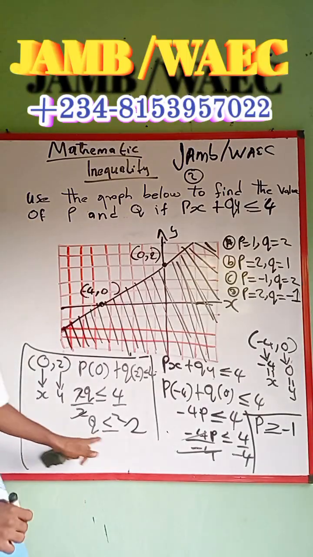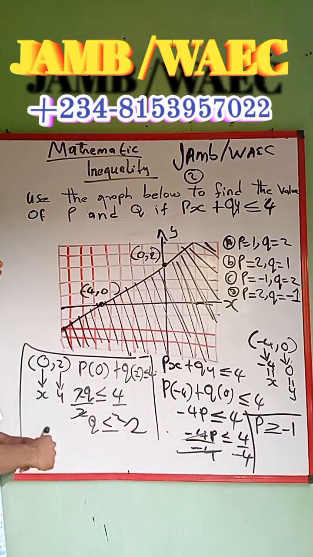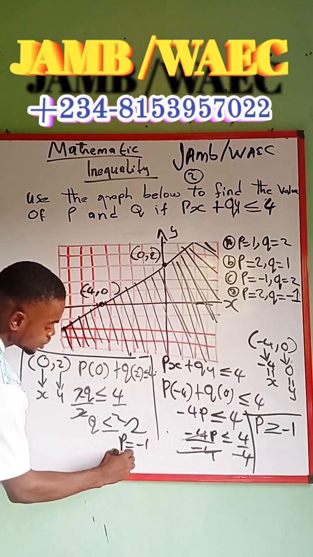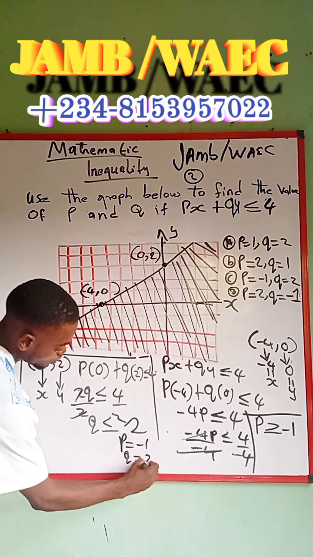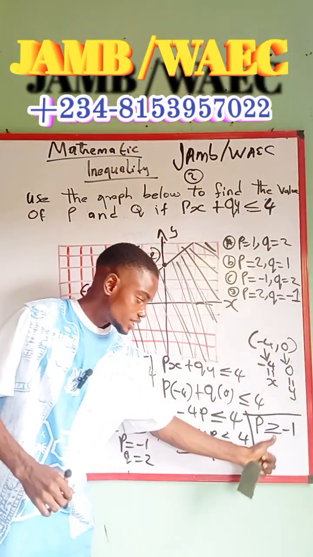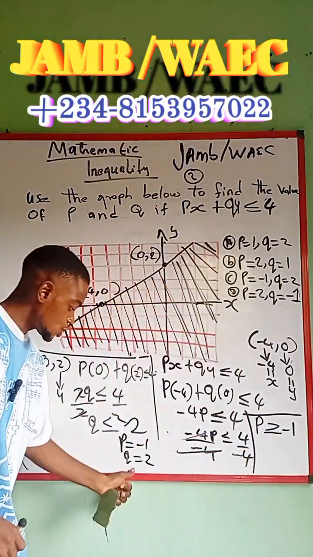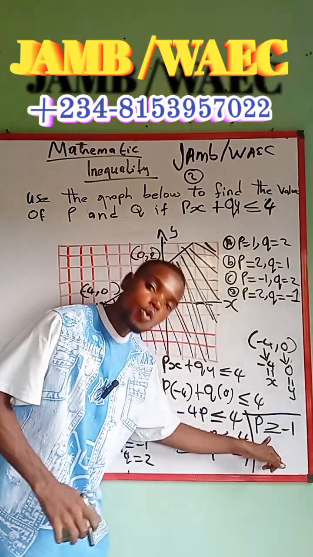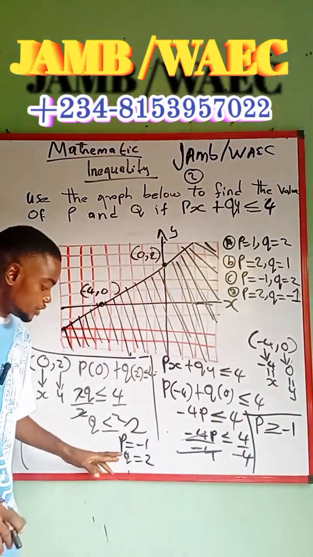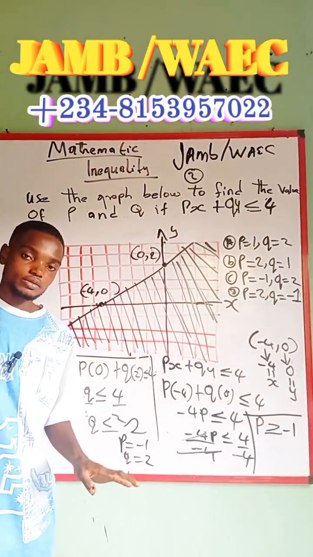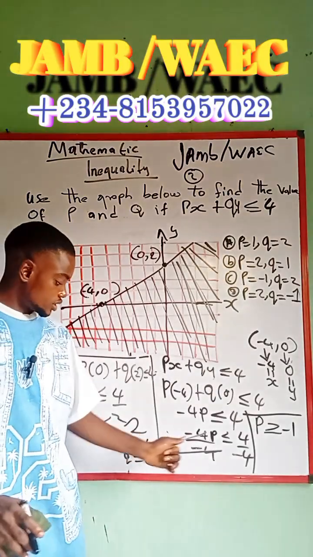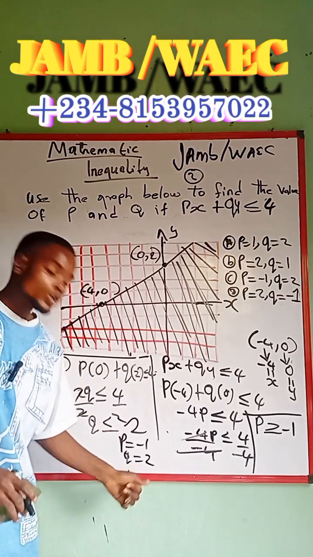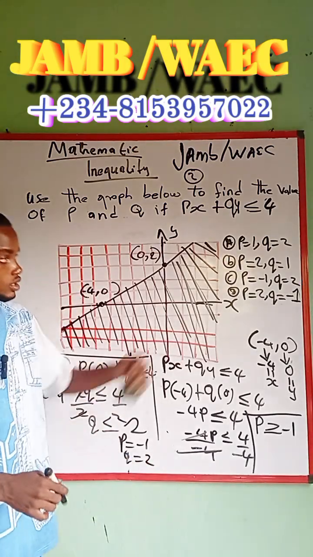The sign did not change. So what are the values we have gotten? We have gotten that P is equal to -1 and also Q is equal to 2. Now why can we change this inequality sign to equals? Because the inequality sign says that P is greater than or equal to -1, so we can just say that P is equal to -1. Also Q is less than or equal to 2, so we can also say that Q is equal to 2.